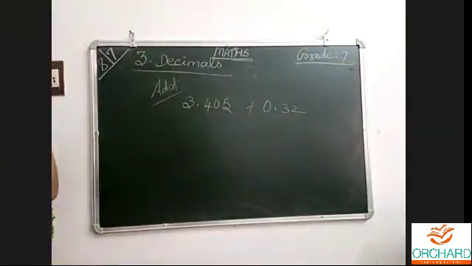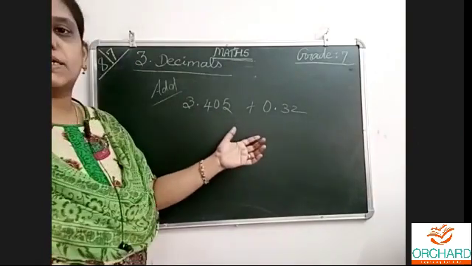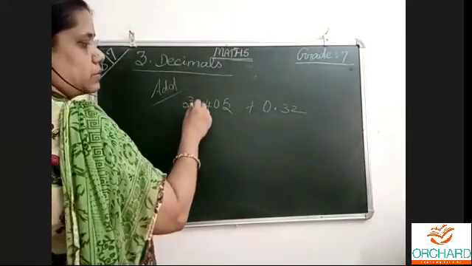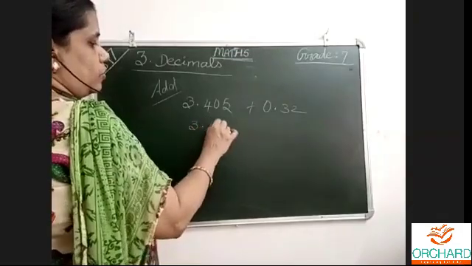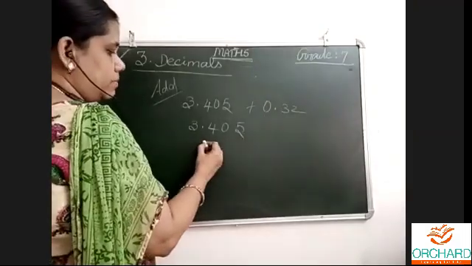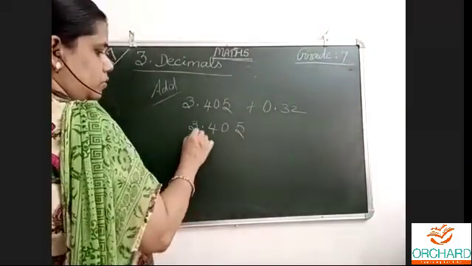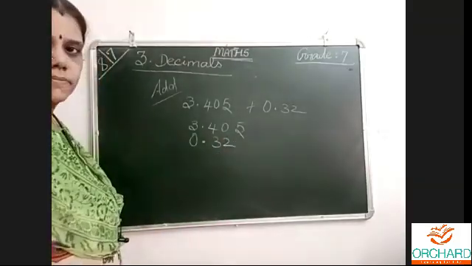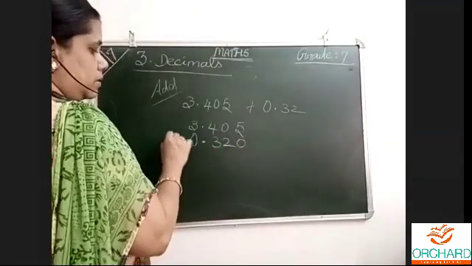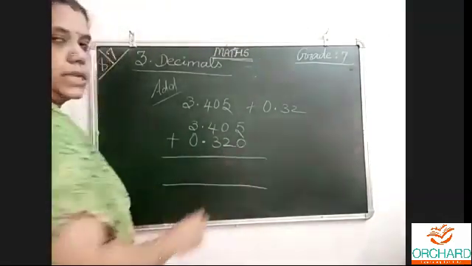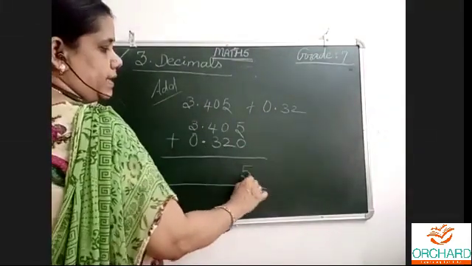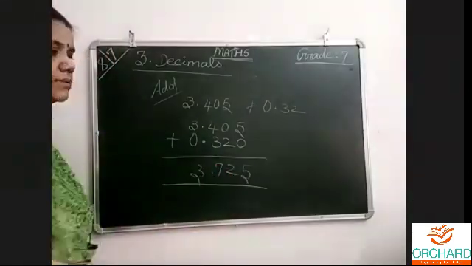Yes, correct. They are like decimals only, they are not unlike decimals. See how to make them. That is what we are going to see. 3.405, I wrote the first number. For the second number the point should match. So first 0.32, write it like this. Wherever the number is not there, add a 0. Make them equal, then you should add. This is the process.